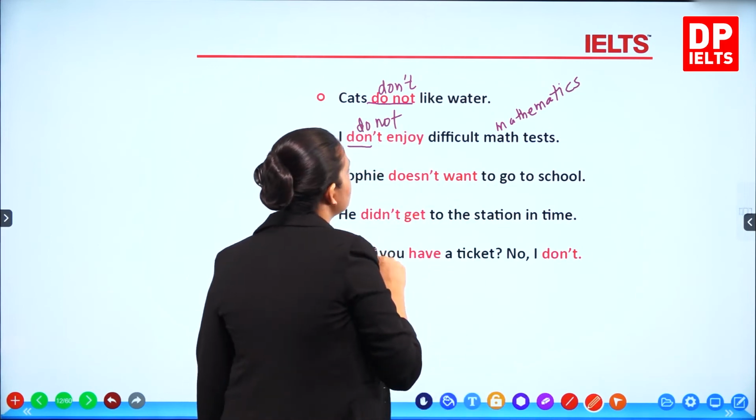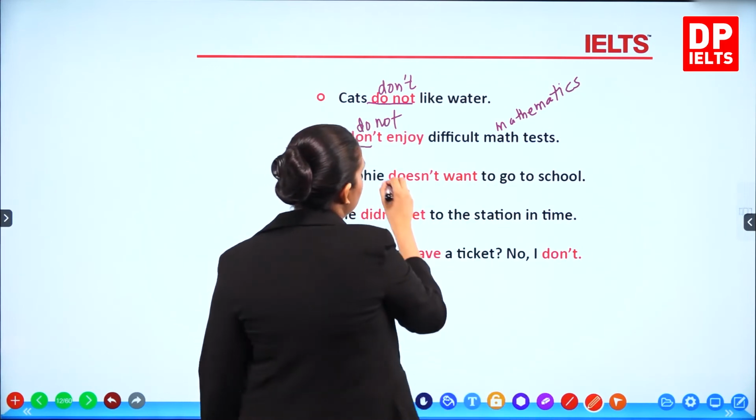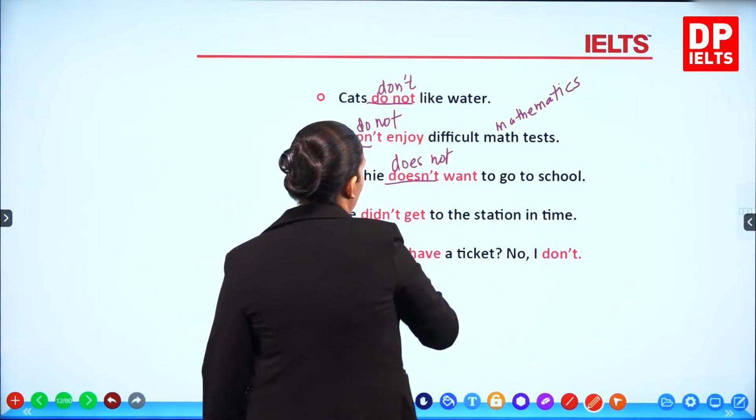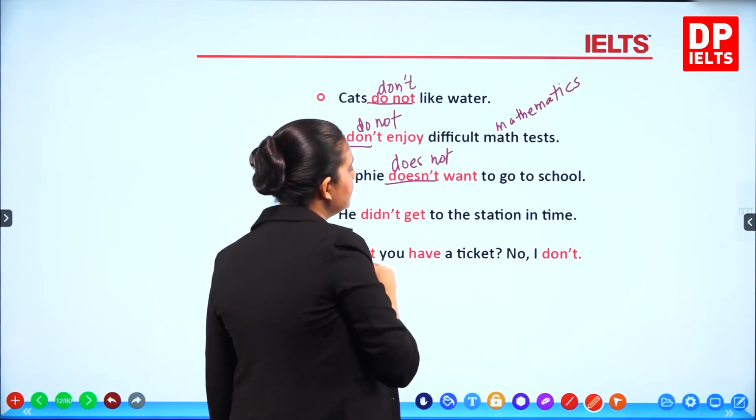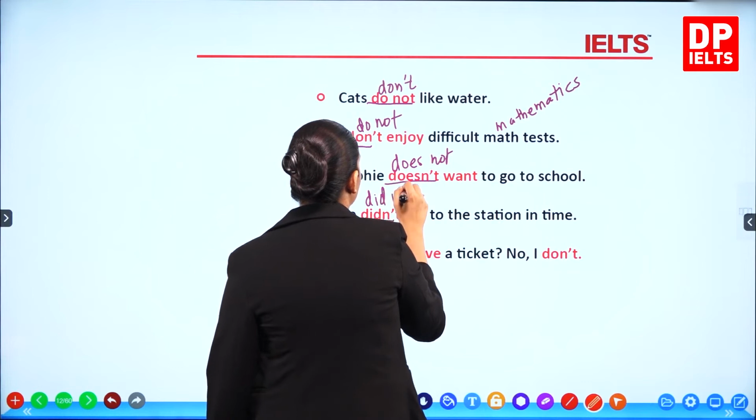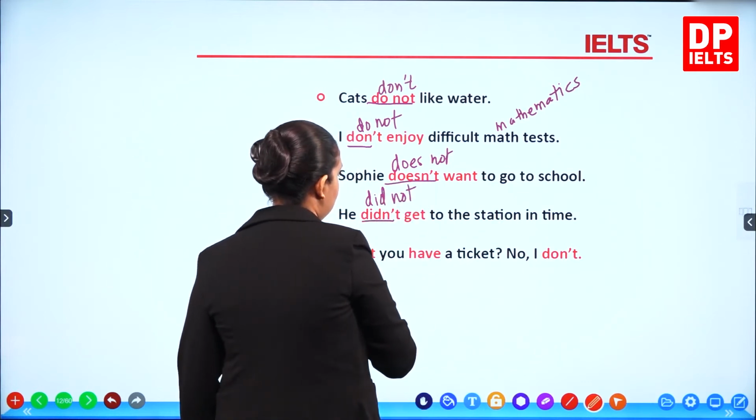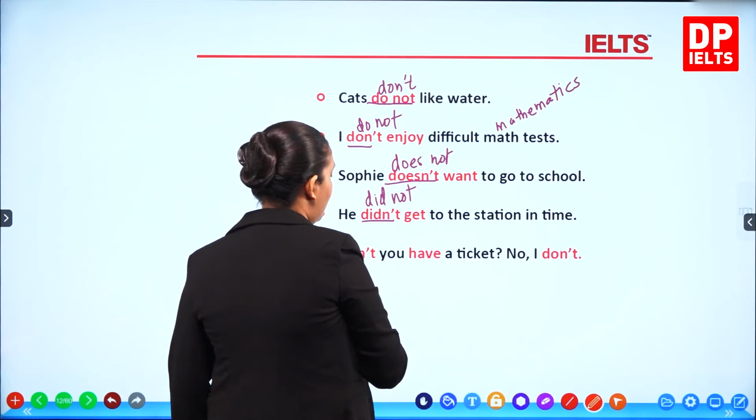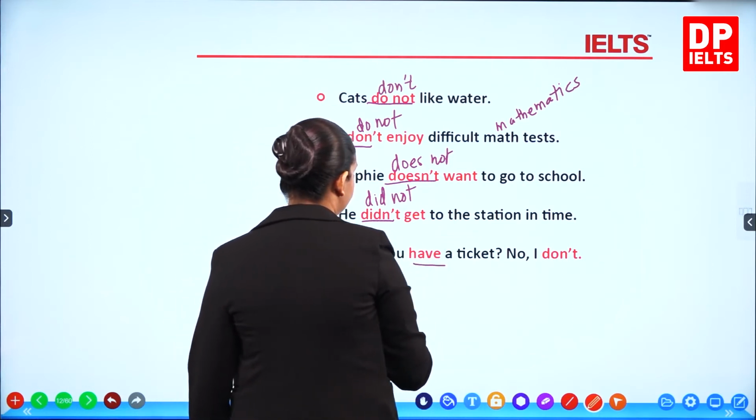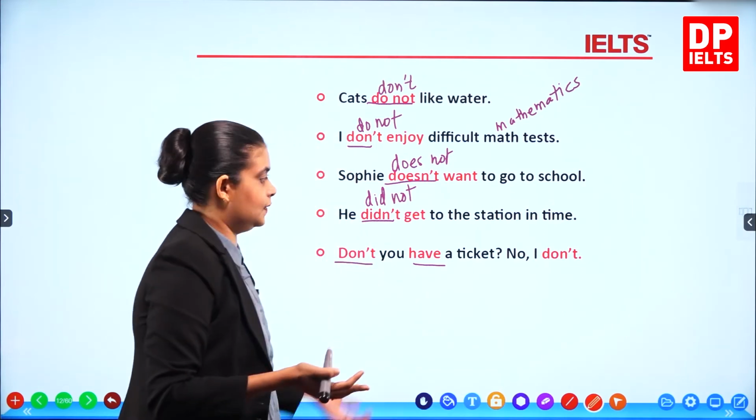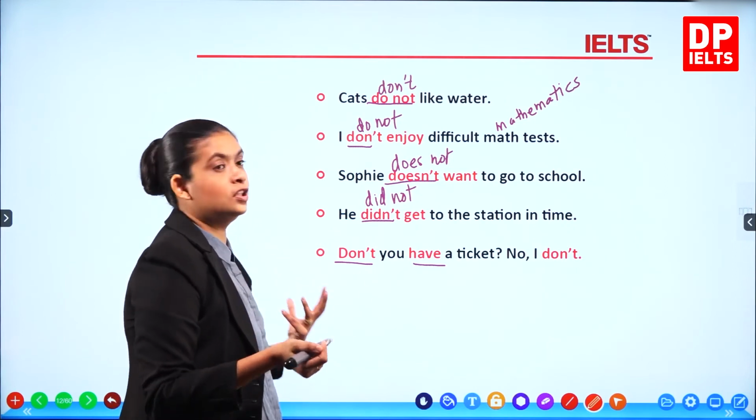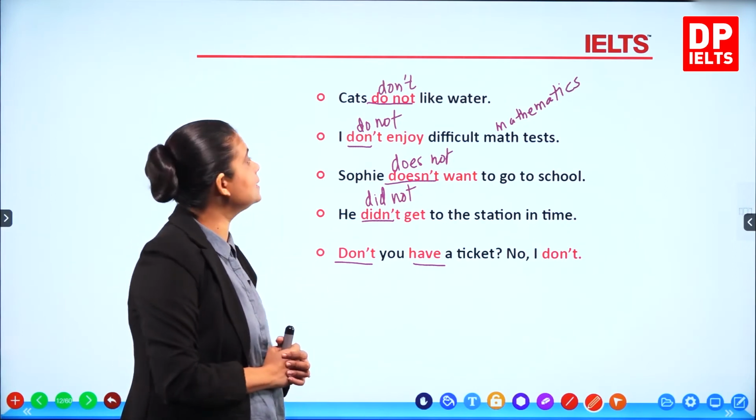Okay. Sophie doesn't want to go to school. You can even say Sophie does not want to go to school. He didn't get to the station in time. He did not get to the station in time. Don't you have a ticket? No, I don't. Right? So, don't you have a ticket? Now, this is obviously speaking language and therefore we would leave the contraction as it is, right?